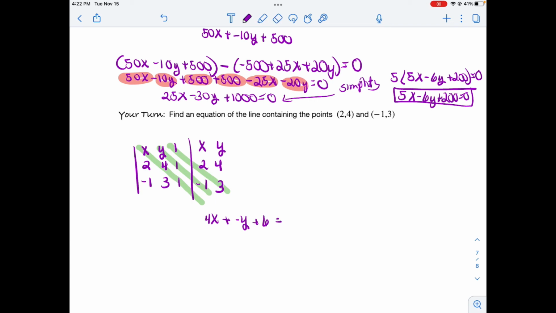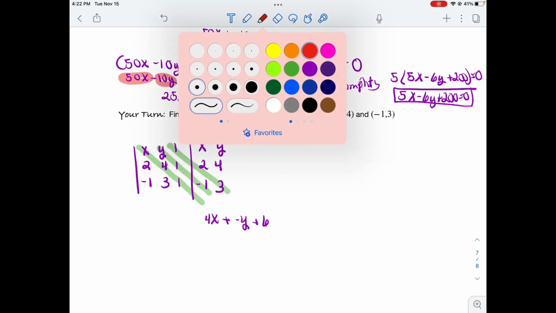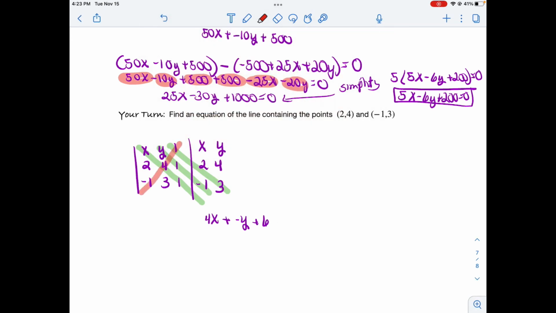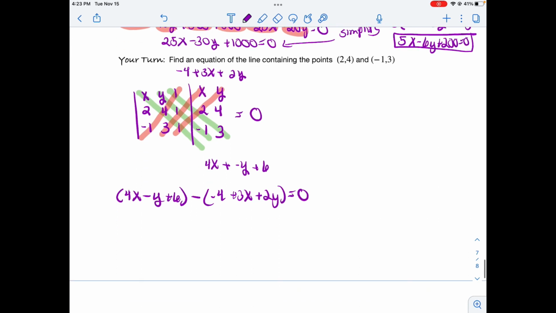Now I'm going to find the sum of the products of the diagonals up. So the product of the first diagonal up is negative 4, plus the product of the next diagonal up, which is 3x, plus the product of the last diagonal up, which is 2y. So remember, our formula is that this determinant must equal 0 for them to be on a line. So the sum of our diagonals down minus the sum of our diagonals up is equal to 0, distributing that negative through the second parentheses.